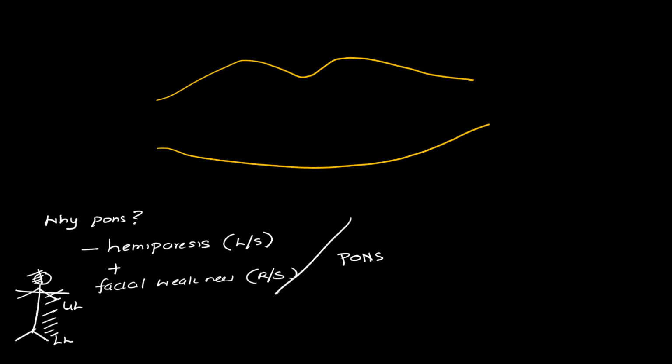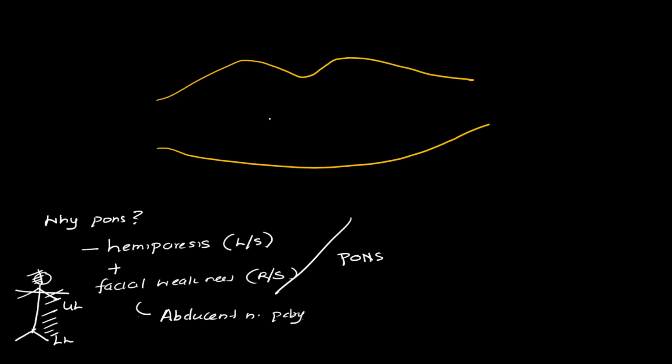For your confirmation, just note whether there are attributes to the abducent nerve and the facial nerve. Facial nerve I already discussed, so the abducent nerve: whether there is any abducent nerve palsy. If there is, then of course you can come to a conclusion that this is a stroke that has happened in the pons.